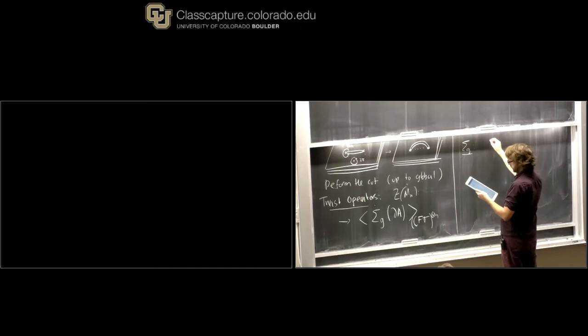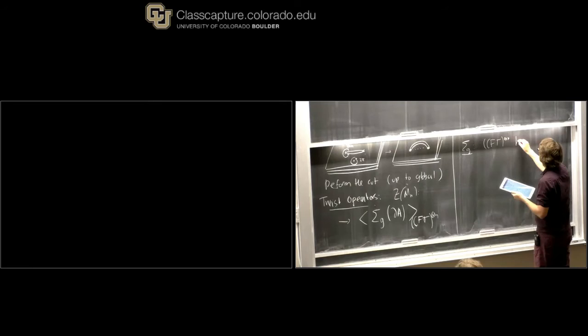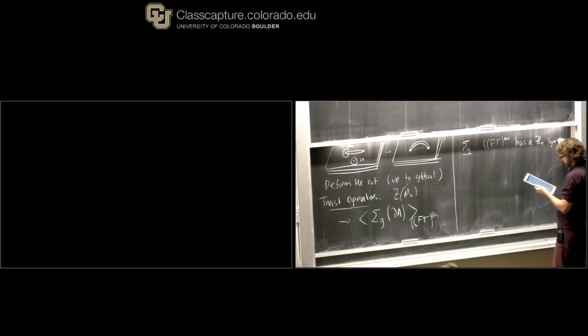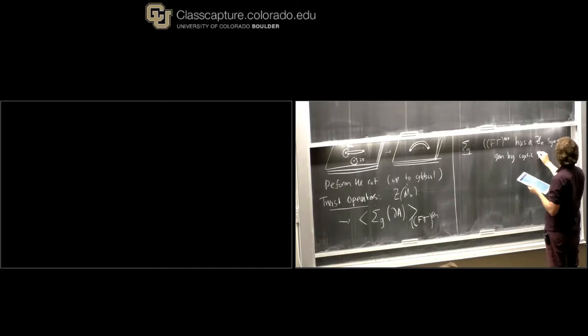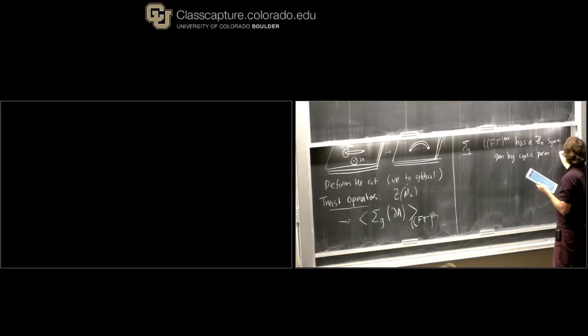The quantum CFT to the n has a symmetry, a Zn symmetry, a discrete symmetry, which is generated by cyclic permutations. So I just have n copies, and I'm just going to cycle them around in some order. Okay, cyclic permutations. And I'll call that permutation G, so that g to the power n is 1.